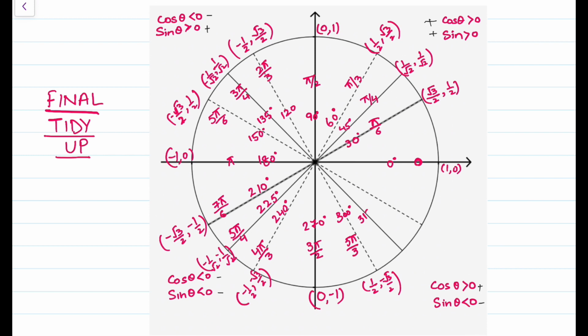The next is 315 degrees, which becomes 7 pi over 4, and is 1 over root 2 comma minus 1 over root 2. And the last one is 330 degrees, which becomes 11 pi over 6, and that is root 3 over 2 comma minus 1 over 2.